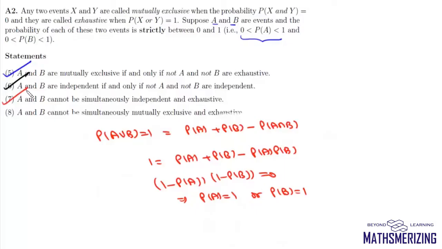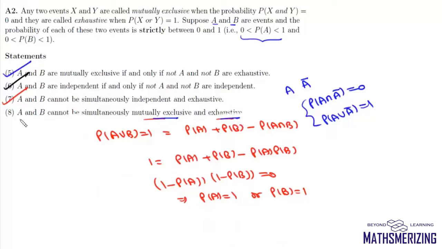Now statement 8 is A and B cannot be simultaneously mutually exclusive and exhaustive. Now this is not true. Basically, when we talk about complementary events A and A naught, we know that probability of A intersection A naught is 0, and probability of A union A naught is 1. So for an event and its complement, this condition is always true. Two events A and B can be mutually exclusive as well as exhaustive.